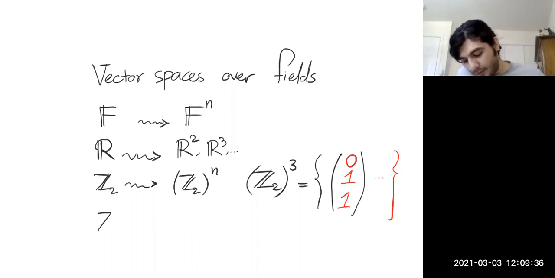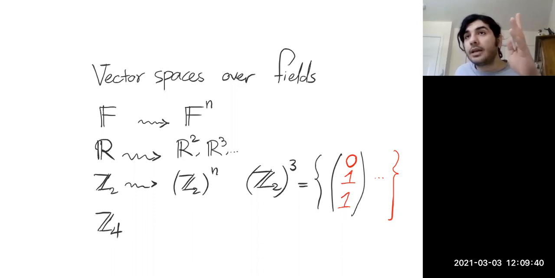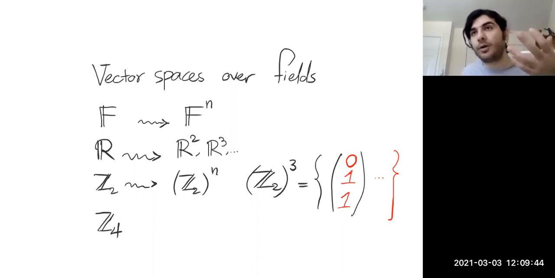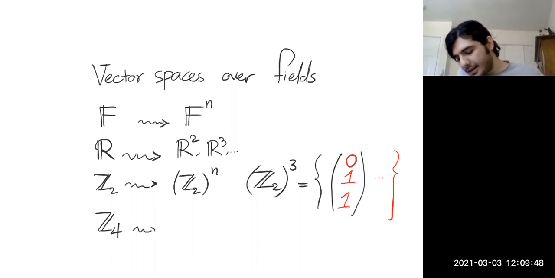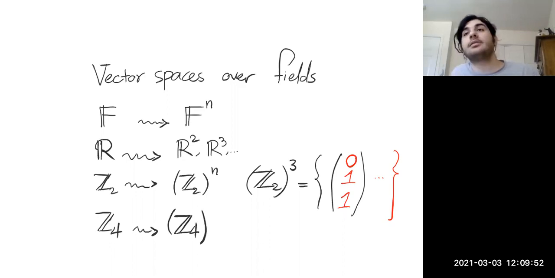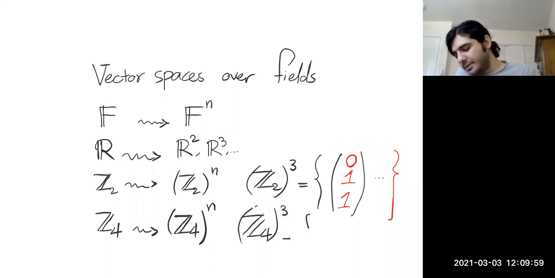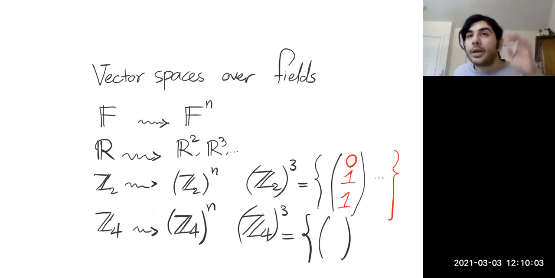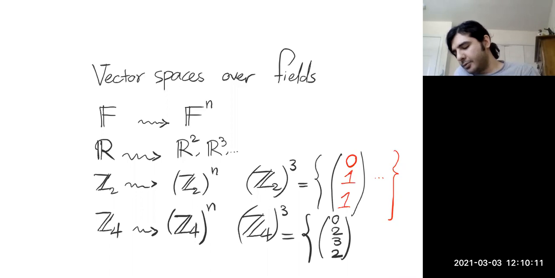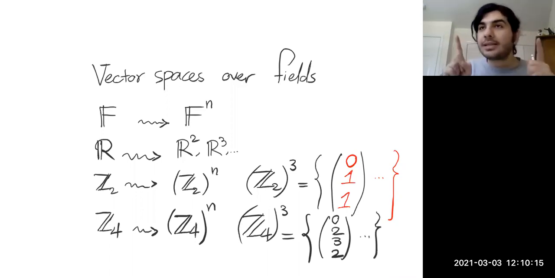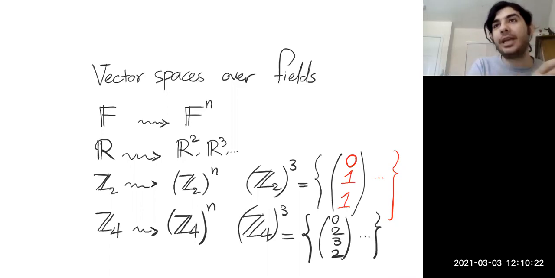Now, if I take something which is a ring, but not a field, for example Z4, I still can consider the same thing. I can consider Z4 to the n, for example, again, Z4 to the power 3. The elements look like vectors, but each component comes from Z4. For example, it can be 0, 1, 2, 3, 2, 3, for example, again, 2. Things of that sort. Now, this is not a vector space anymore because it's not made over a field, it's made over a ring. So if you have a field F, F to the n is called a vector space.